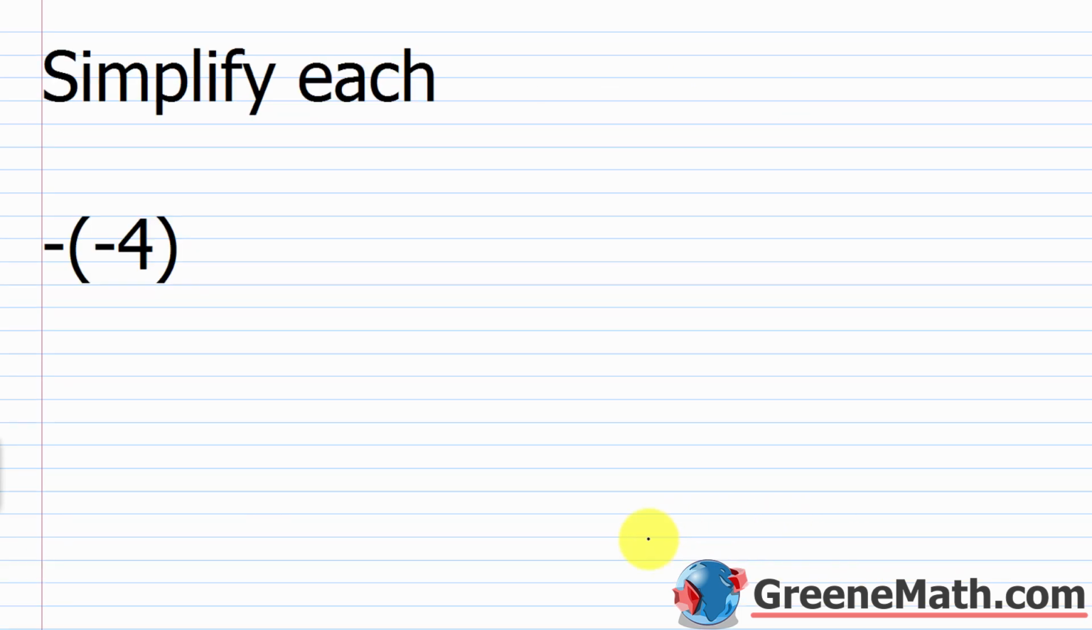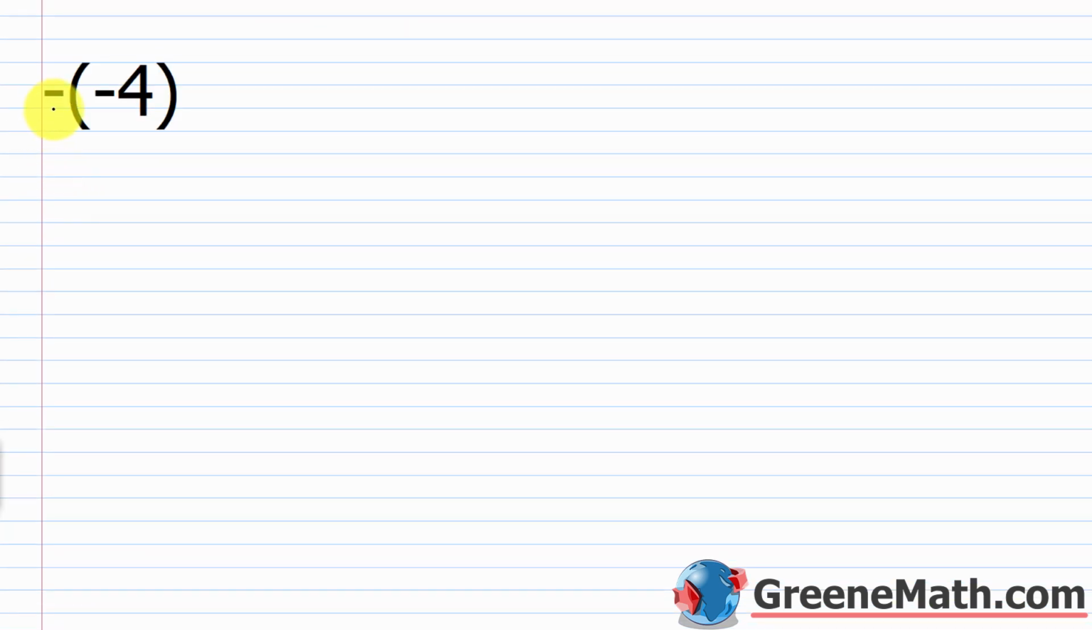Okay, so now we're going to use this concept to actually look at some problems. So I have here, simplify each, and we start off with something that looks kind of weird. We have what looks like a negative symbol or a subtraction symbol, and then in parentheses we have negative 4. So what does this mean? Well, essentially when you have this symbol directly next to a number, it's saying this is negative. So I would read this as negative 4.